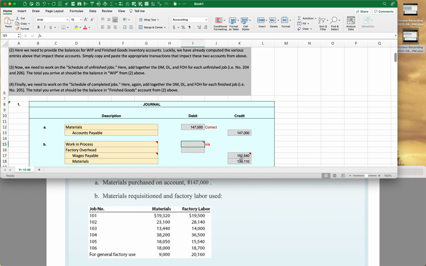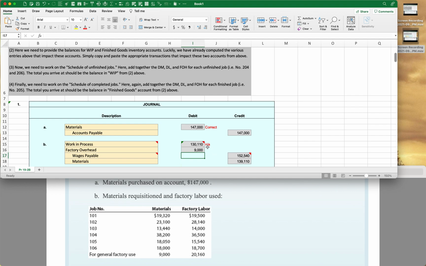So I'm going to take a look at all of my direct materials from job 101 through job 106, or I'm going to add up all of these and just subtract 9,000, right? So here I can simply go equal materials that we calculated minus 9,000 because that pertains to work in process, and the 9,000 goes to factory overhead, right?